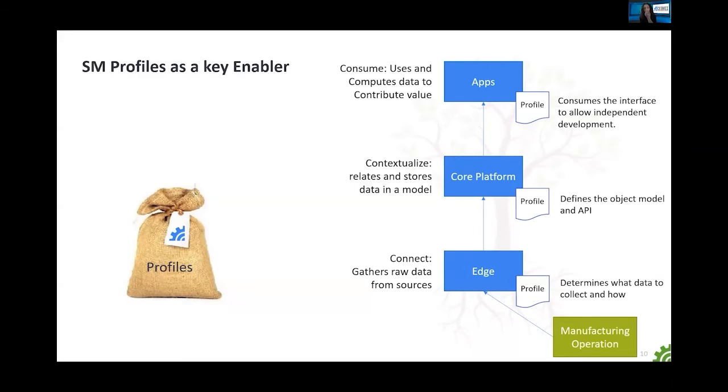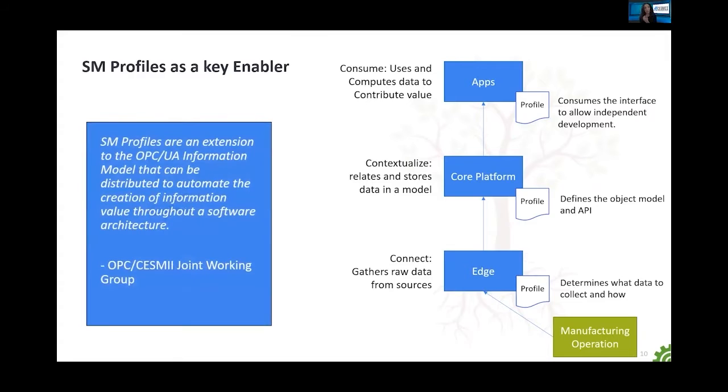And then applications can be built on top of that core platform with the profile, because it can trust that that interface is consistent throughout the other layers. Smart manufacturing profiles are an extension of the OPC UA information model, and they can be distributed to automate the creation of information value throughout a software architecture.